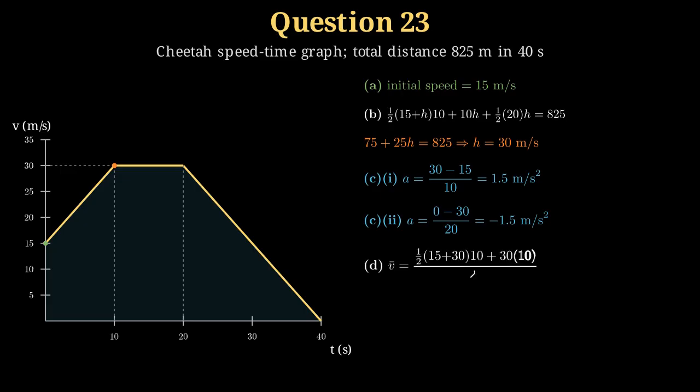a deceleration. Part D. The average speed in the first 20 seconds. Average speed is distance over time. The distance in those 20 seconds is the trapezium plus the rectangle, 525 meters, divided by 20 seconds, which is 26.25 meters per second.